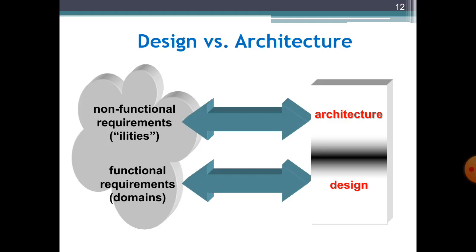So here, let's see another difference between the design and architecture. Here you can see that architecture addresses the non-functional requirements of the system. What kind of non-functional requirements? Different kinds of qualities, like reliability, availability, portability, maintainability, adaptability. All of these non-functional requirements of the system are basically addressed in the architectural design, while the functional requirements, what the system will perform, are addressed in the detailed design phase.